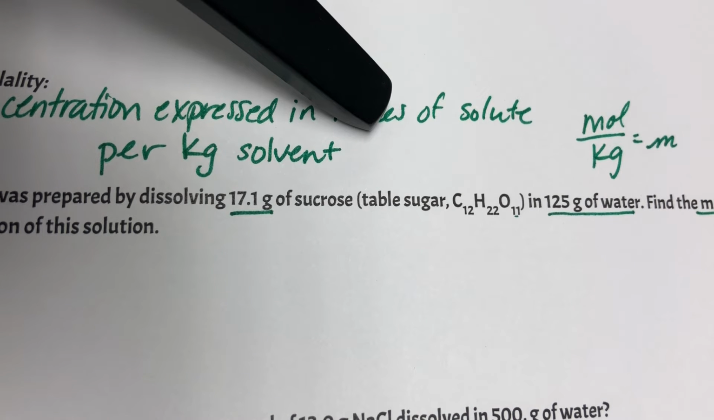If you are not real good at a cursive m, that's fine. In your book it's an italicized lowercase m. Just write a lowercase m, we'll go with it, it's fine.